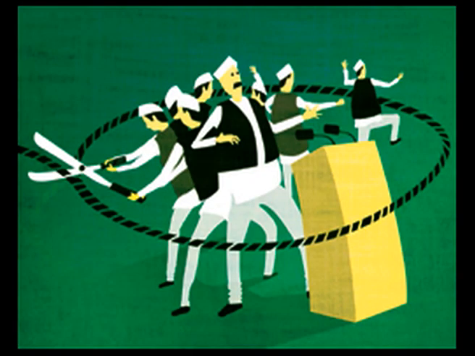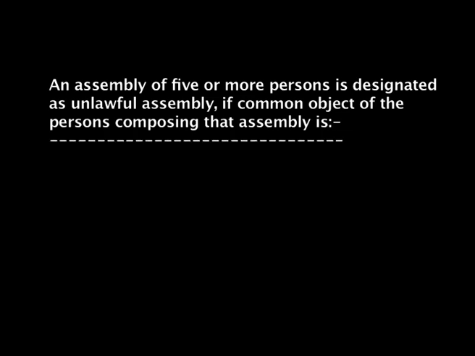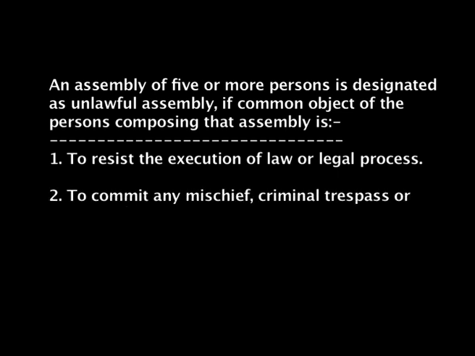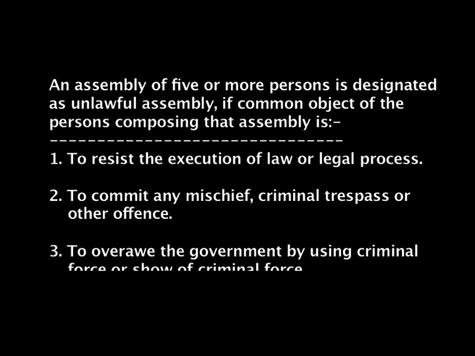For application of Section 149, there must be an unlawful assembly as defined under Section 141 of IPC, which says an assembly of 5 or more persons is designated as unlawful assembly if the common object of the persons composing that assembly is, number 1, to resist the execution of law or legal process, number 2, to commit any mischief, criminal trespass or other offence, number 3, to overawe the government by using criminal force or show of criminal force, number 4, to compel any person by means of criminal force to do what he is not legally bound to do, or to omit to do what he is legally entitled to do, number 5, forcible possession or dispossession of property.